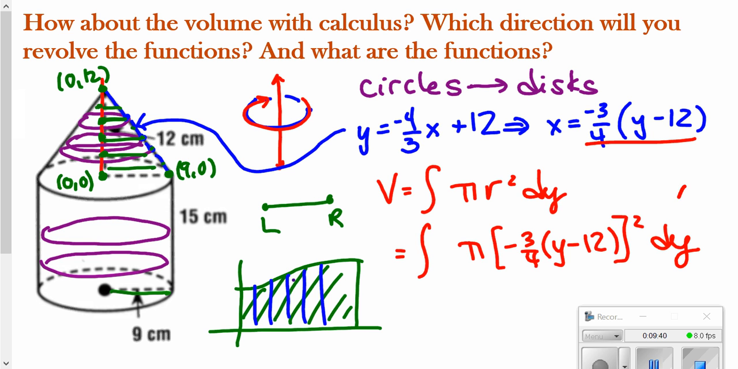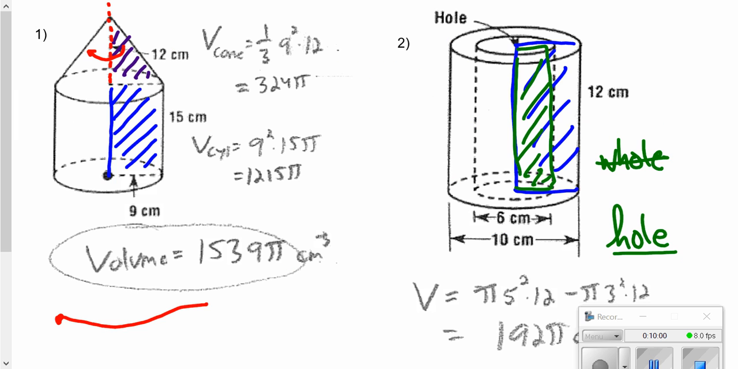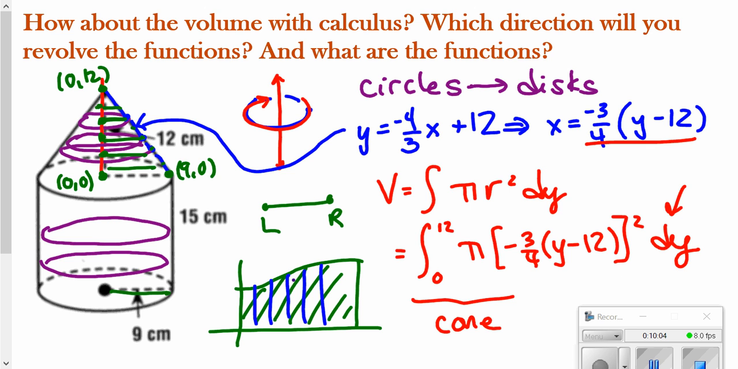And since I have dy, since I've identified y as my independent variable, my bounds have to be in terms of y as well. So going from 0 to 12. So that would be just doing the cone. I could do the cylinder in a similar manner, and I would get this answer from before. So you could even check yourself, try that and see if you can manage it.